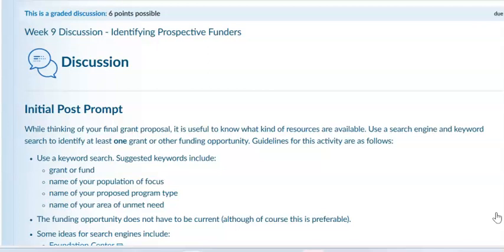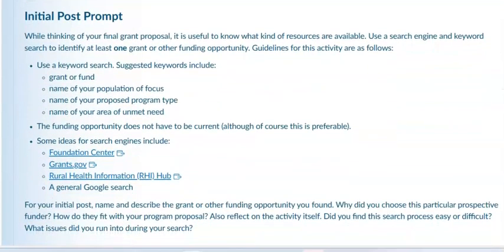So the guidelines are as follows. You will use a keyword search. The suggested keywords are noted below. Grant or fund, name of your population of focus, name of your proposed program type, name of your area of unmet need. The funding opportunity does not have to be current, although that's preferable. Here are some ideas of search engines.